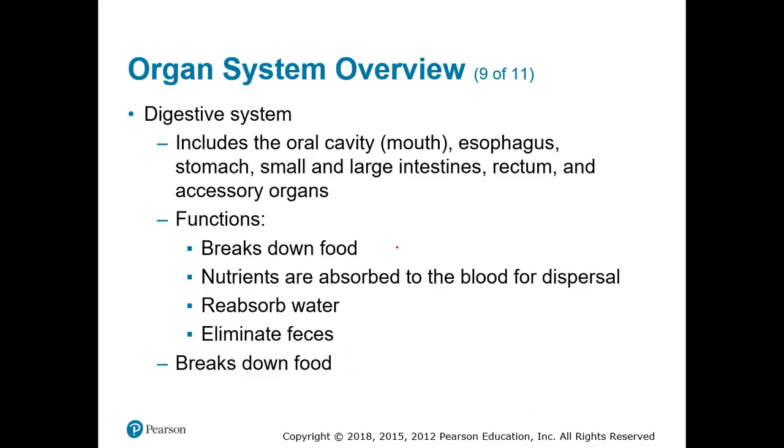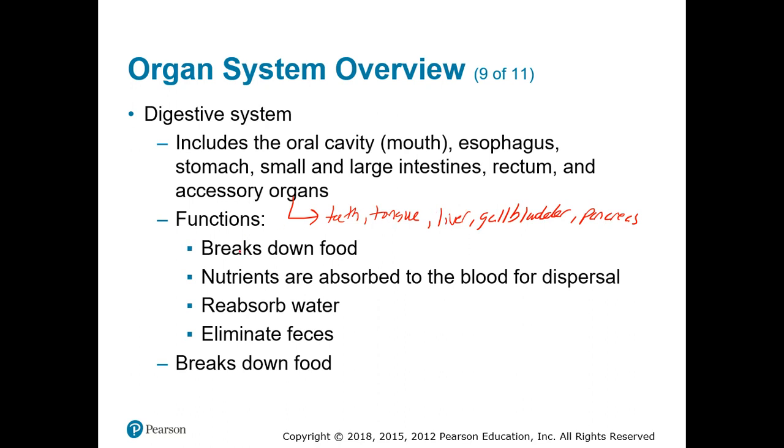The ninth one is your digestive system. This includes the oral cavity, known as your mouth, your esophagus, stomach, small and large intestine, rectum, and any accessory organs. And when I mean accessory organs, I mean things that break down food, like your teeth or your tongue. Even things like your liver or your gallbladder, and even your pancreas releases pancreatic juices to break down food.